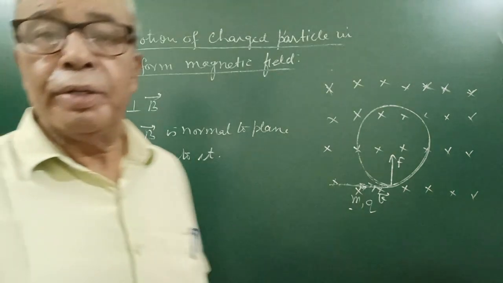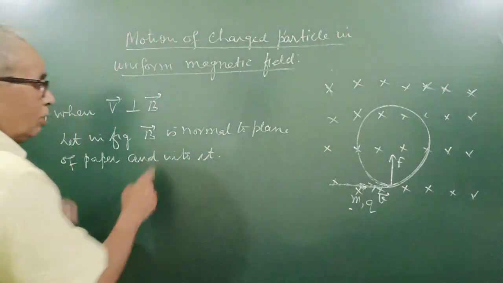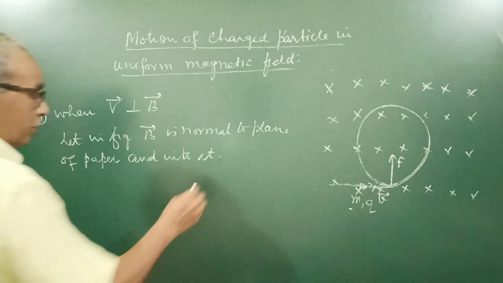Sorry children, I got outside. So let in figure magnetic field B be normal to plane of paper and into it.